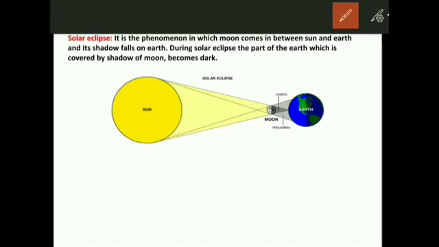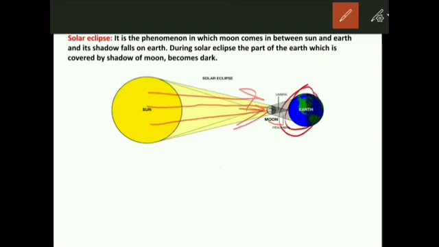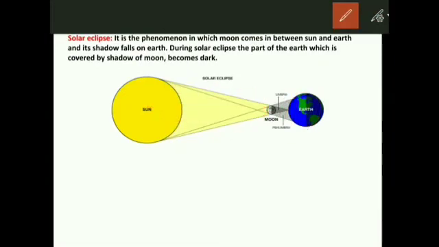Now what is happening out here? The light coming from the sun is blocked by the moon and the shadow of the moon is formed on the earth. There are two parts. One is the completely dark region. Out here you can see the completely dark region, and these two areas are a little bit lighter region. So the completely dark region is called umbra and the lighter region is called penumbra.